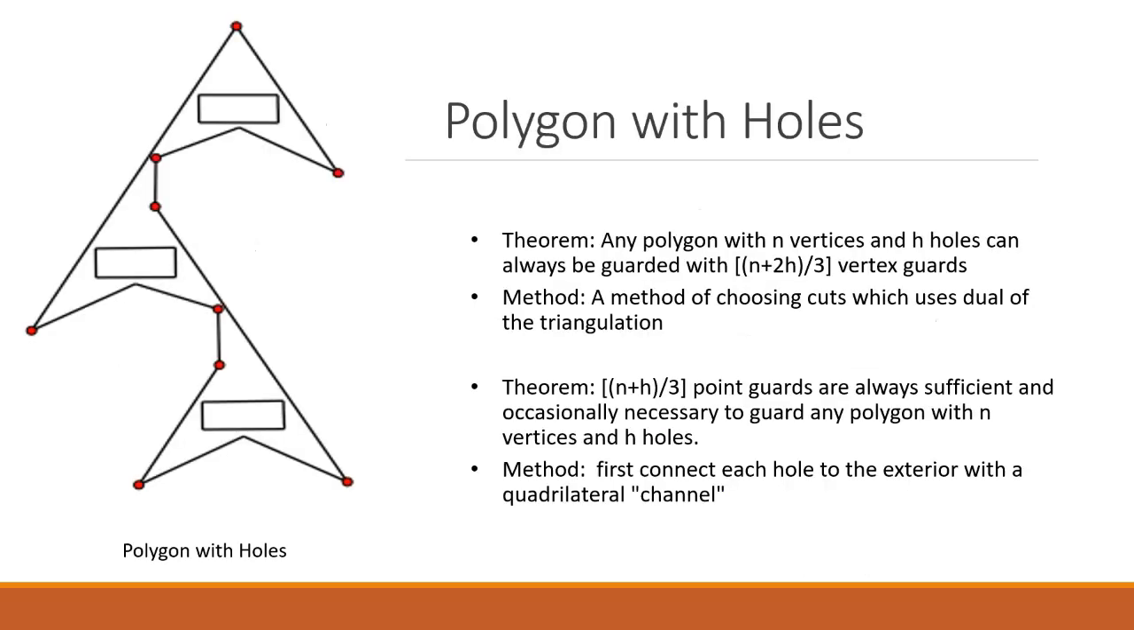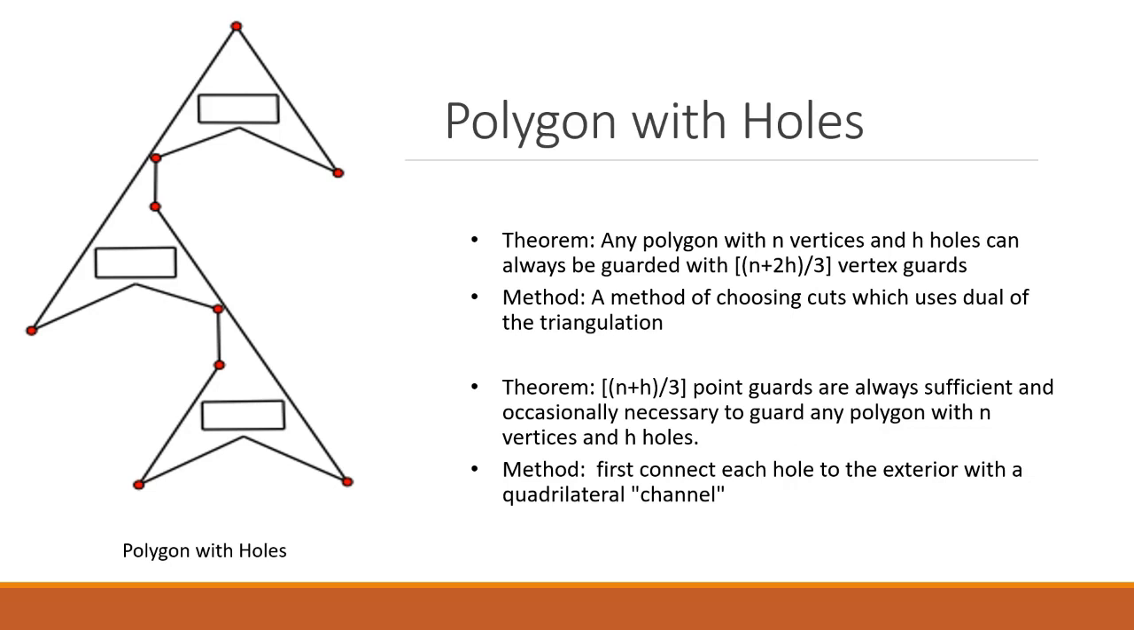Now let's talk about polygons with holes. We can see the example in the slide of a polygon having three rectangular holes in it. So O'Rourke in 1987 gave a theorem that any polygon with n vertices and h holes can always be guarded with (n plus 2h) divided by 3 vertex guards. So a method of choosing cuts which uses the dual of a triangulation was mentioned by O'Rourke, which guarantees a single polygon at the end.